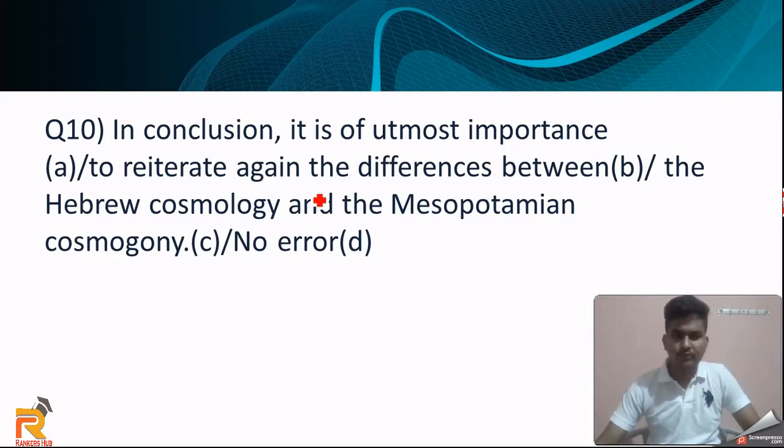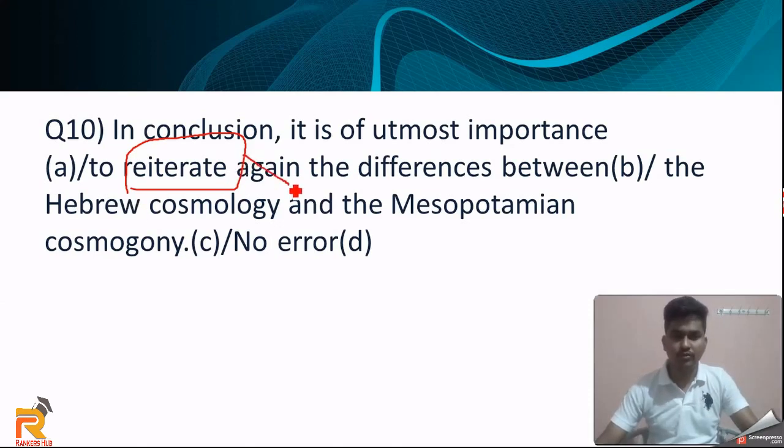Guys, let me tell you, there are some words. I'll show the list of words starting with "re". Re is the prefix, right? So if I say recast, I'm talking about casting again, retell, telling again, right? So the prefix "re" will always show that something is going to happen again. So in this sentence, what is the problem? Reiterate is used. That means you're going to iterate again, right? In conclusion, it is of utmost importance to reiterate. That simply means iterating again.